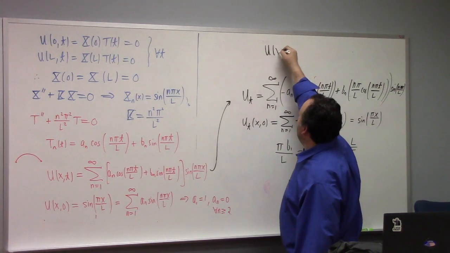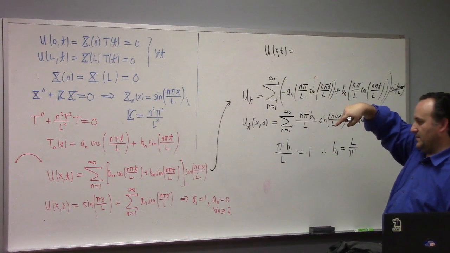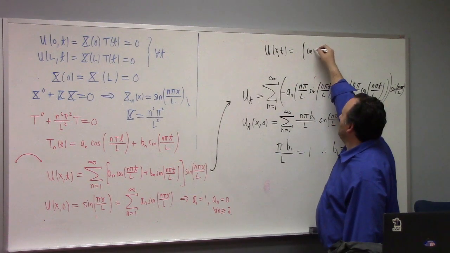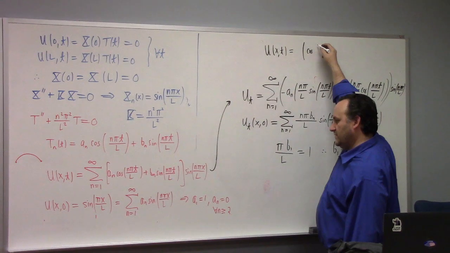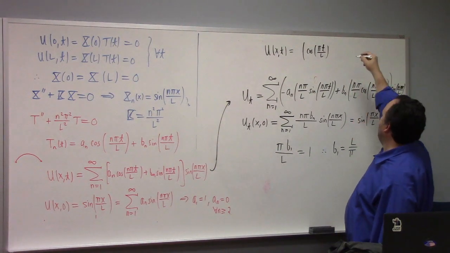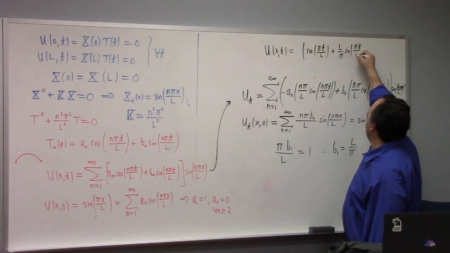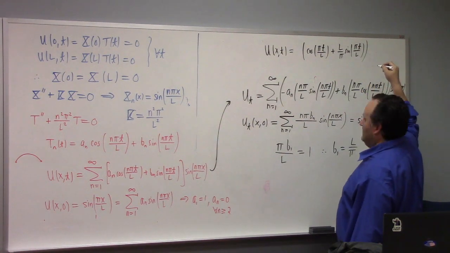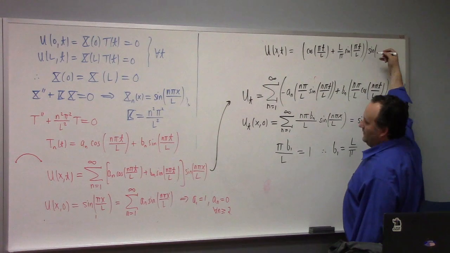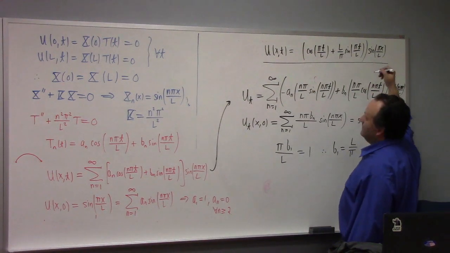My solution is just n equals 1, the only non-trivial thing. So I've got cosine of pi t over L, and then my b1 was L over pi, so plus L over pi sine of pi t over L, times the sine of n pi x over L. There's no n, though. n is 1, so sine of pi x over L. And there you go. That is the solution to the wave equation.